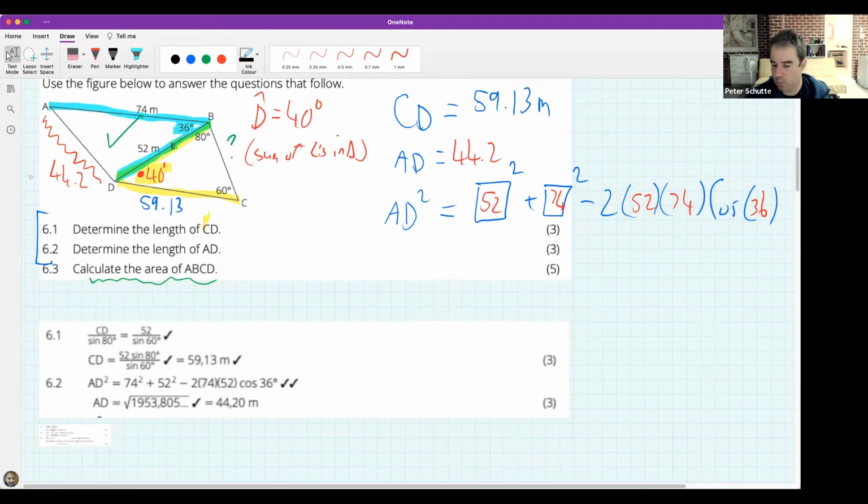So find me what my area is for the whole shape. That is what I want to know from you guys. What is the area of the whole shape? And you basically have to find the area of one triangle, find the area of the other, and then add them together.